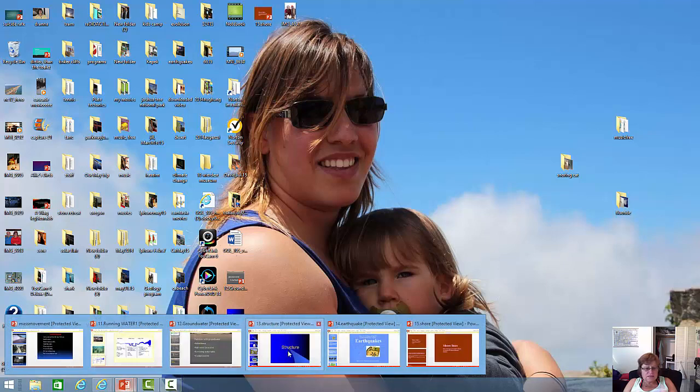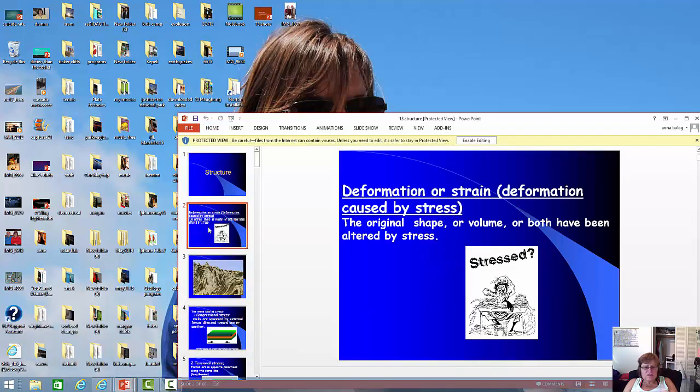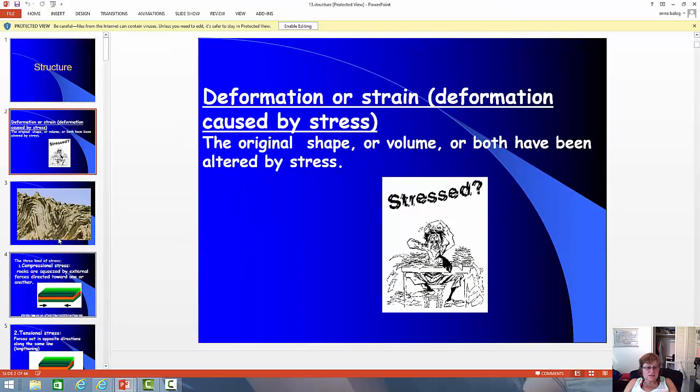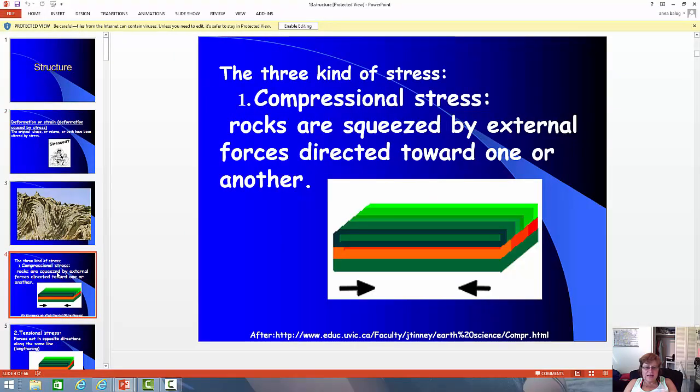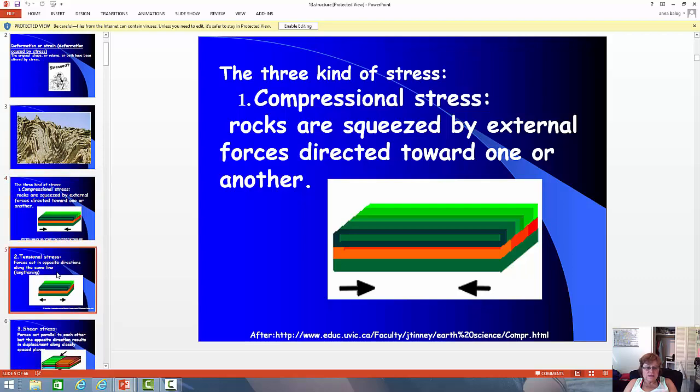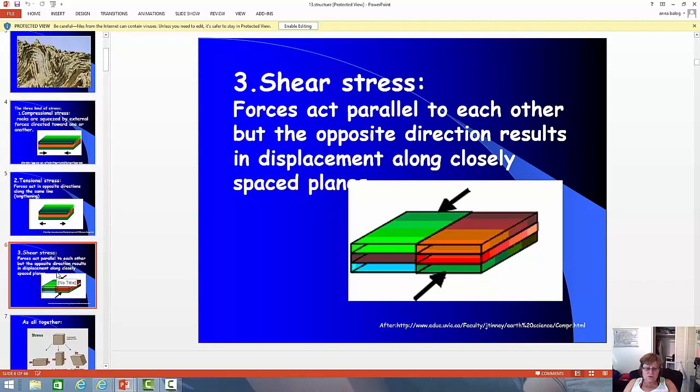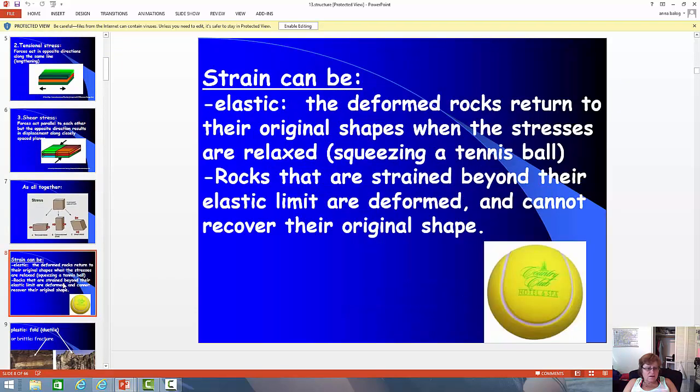The next chapter is the structure. With the structure, you should know the different deformations. Remember we have the three kinds of stress: compressional, tensional, and shear. You know which one is what, and what kind of plate boundary will you have. That this covers it up just a little bit.